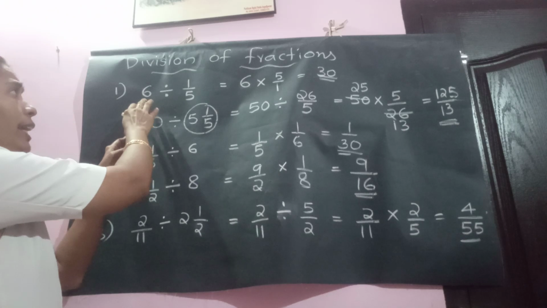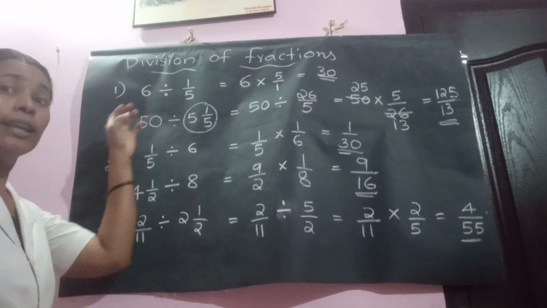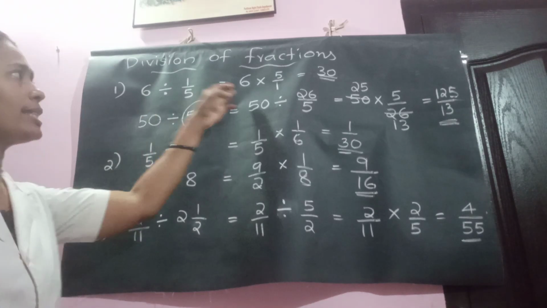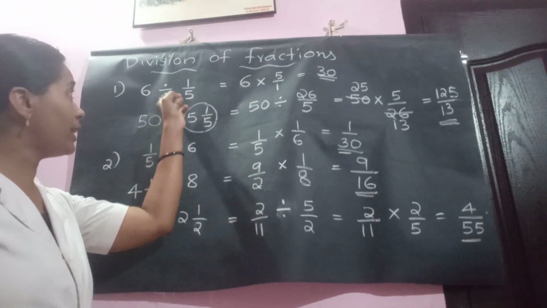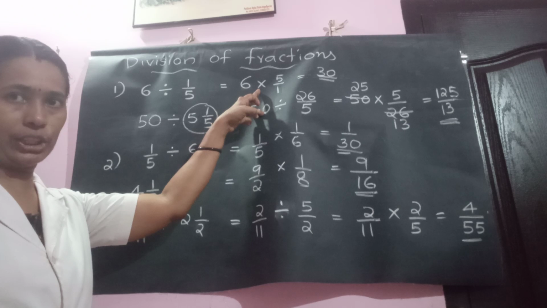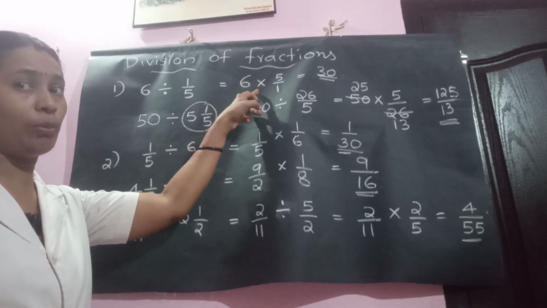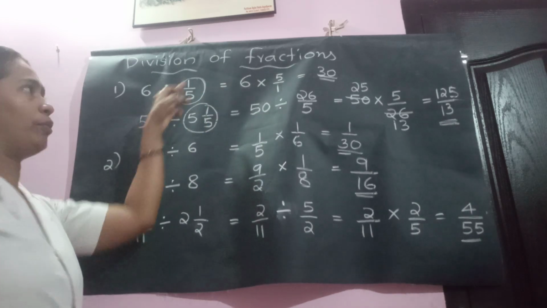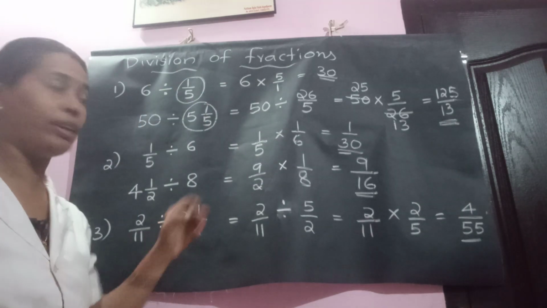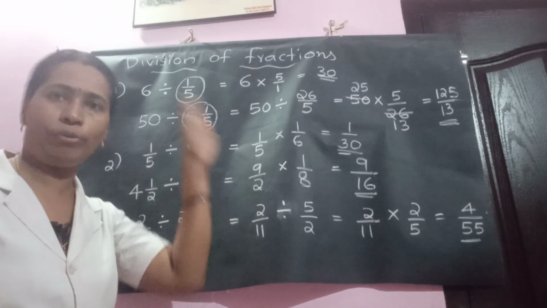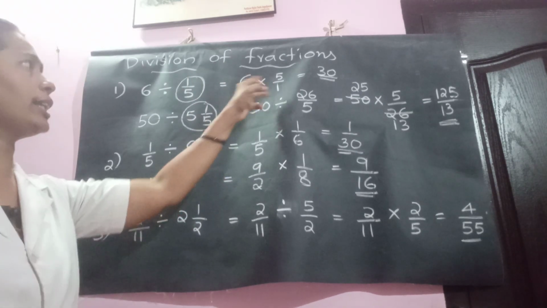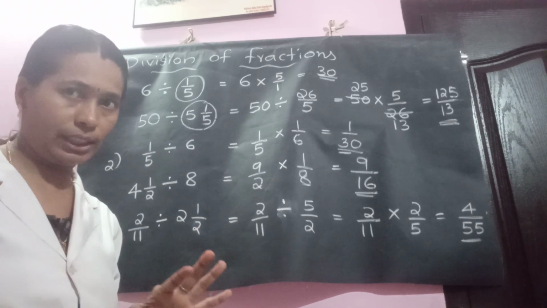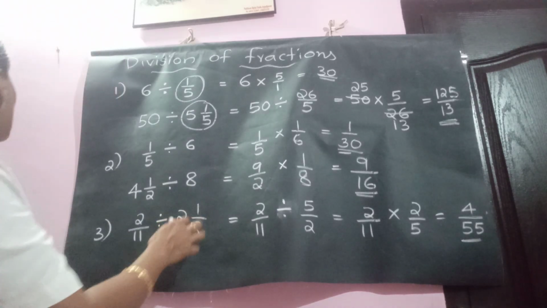So when we are dividing a whole number by a fraction, the first one, whatever it may be, has no change. 6 is 6 itself. Then division is changed to multiplication. When you change division into multiplication, you have to write the reciprocal of 1 by 5. The reciprocal of 1 by 5 is 5 by 1 or simply 5. So 6 into 5 equals 30. 30 by 1 is not required for us. Is it okay? Let us move to the other question.